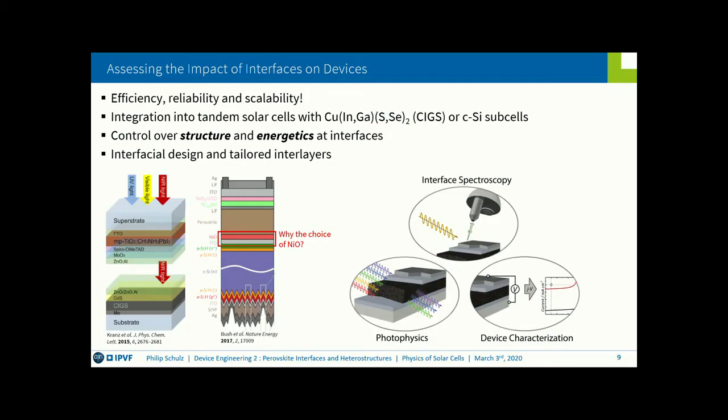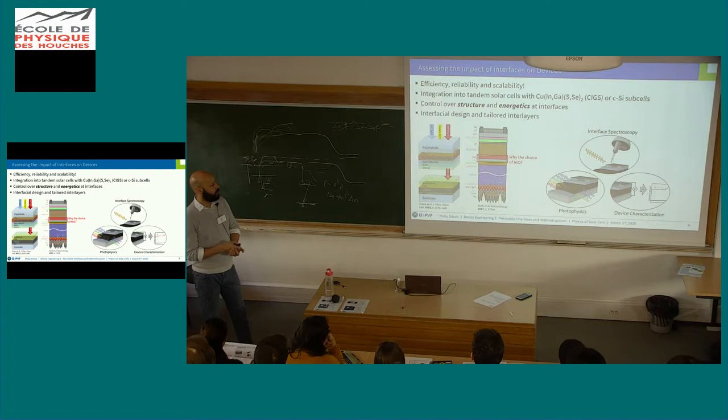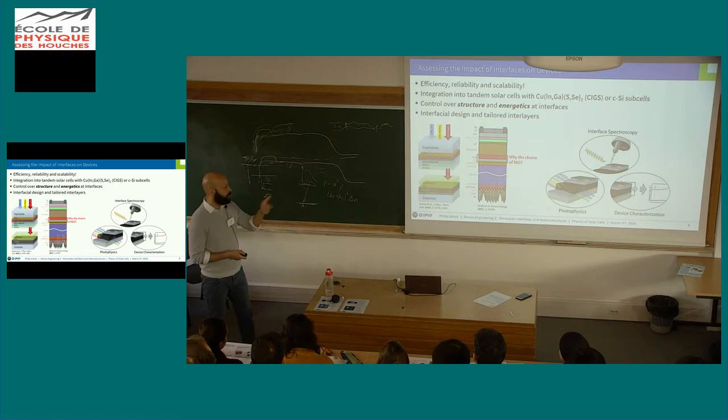And so how do we approach this? There is a multi-layered approach to look into those issues. So we have this trifecta here where we have this term that I loosely compiled as interface spectroscopy. We compare surface and interface properties with photophysics, so absorption, recombination, and so forth, and look into the impact on the device characterization.